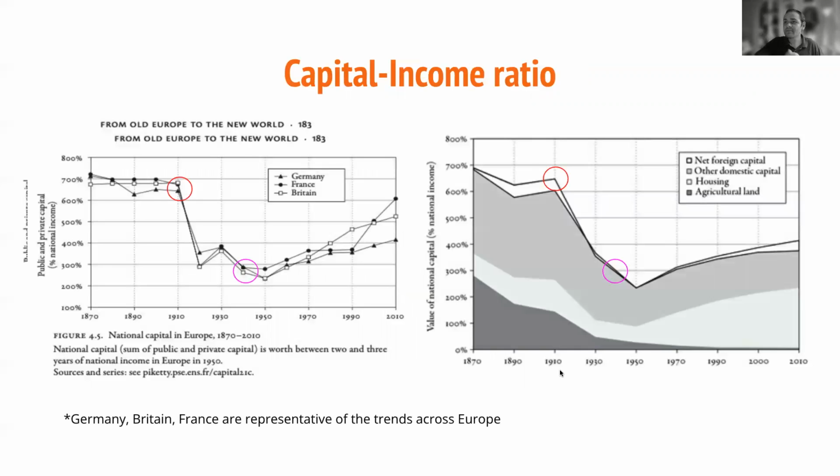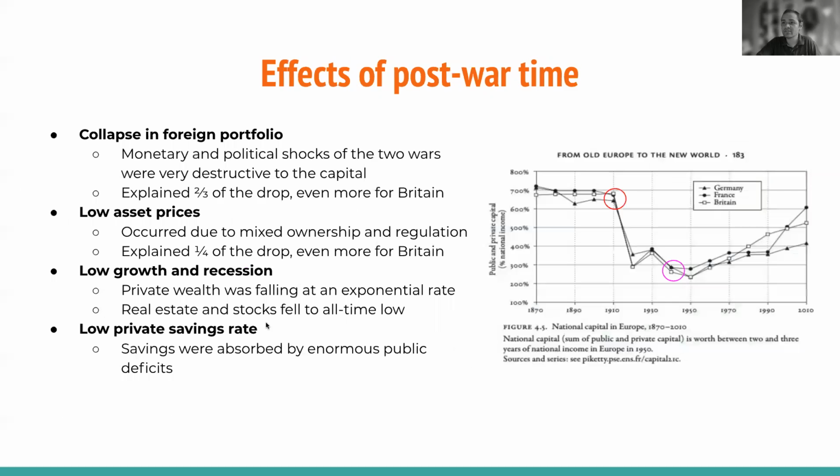So capital income ratio, which is the national capital by national income, which in Europe was relatively stable till 1910 and then drastically dropped till 1950 consistently. And the reason for this, to no surprise, is actually due to World War One and World War Two. And now let's look into what actually occurred. What were the effects of the war which led to this?